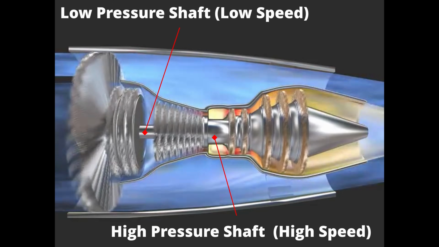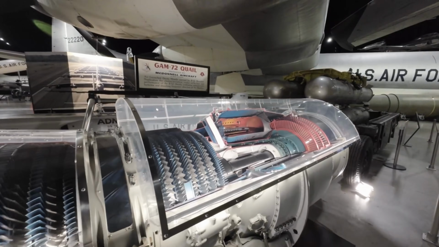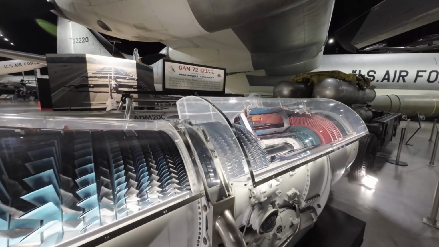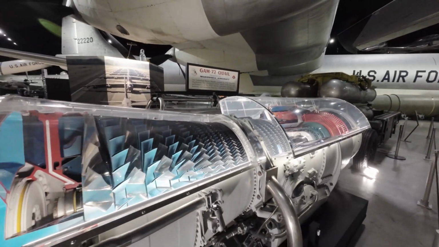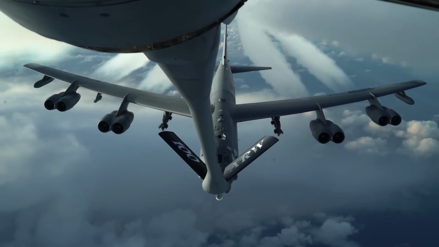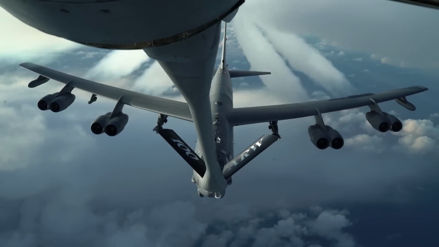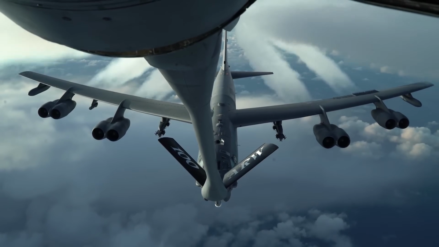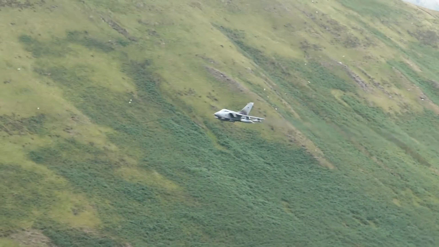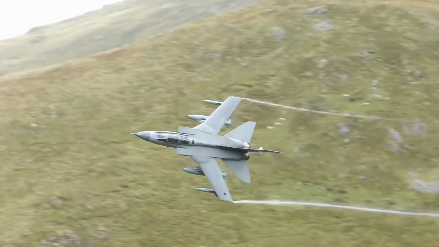The Pratt & Whitney J57 was the first twin-spool engine to run in 1950 and was used on the B-52 Stratofortress. You can even have 3 shafts for further optimization, like in the RB199 engine on the Tornado aircraft.